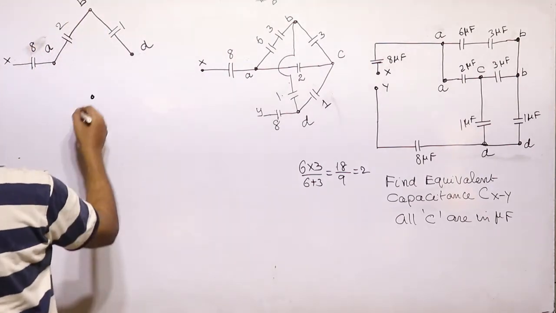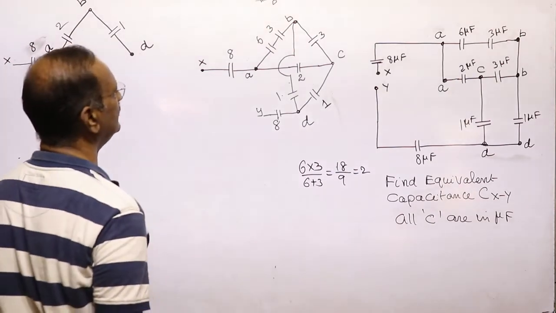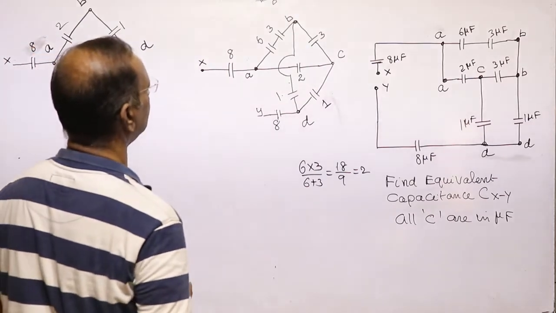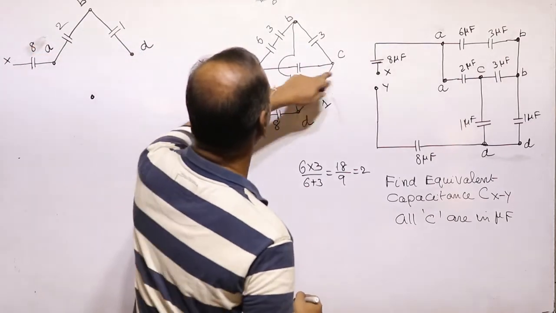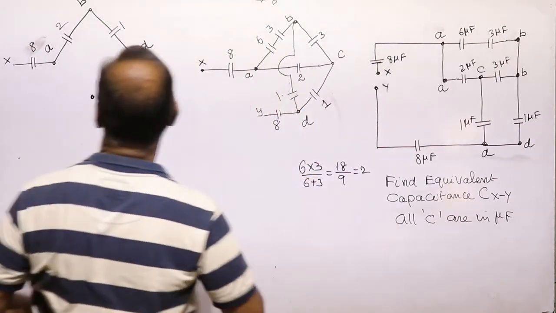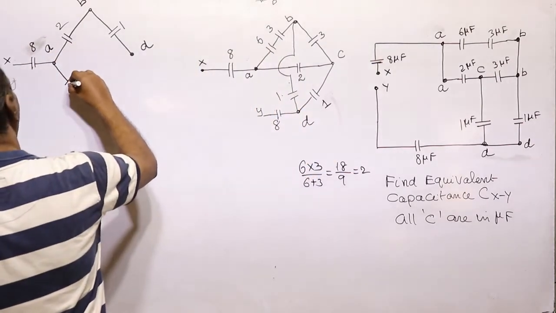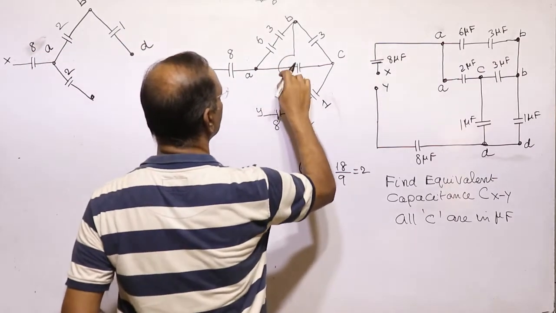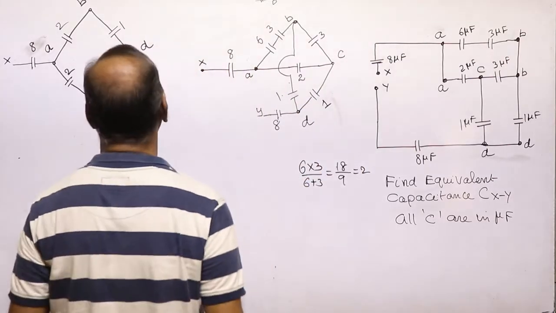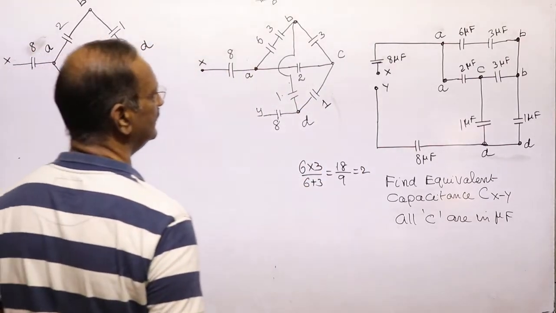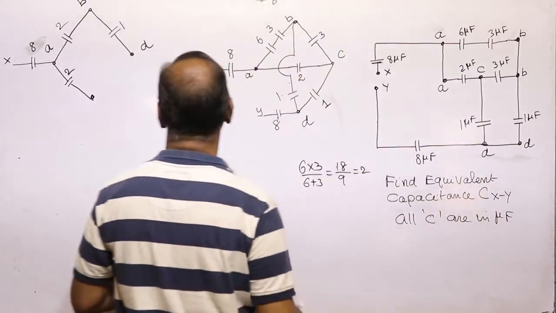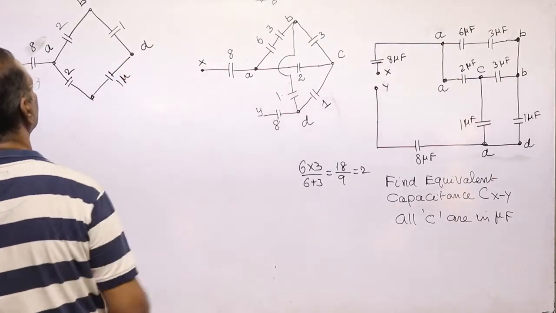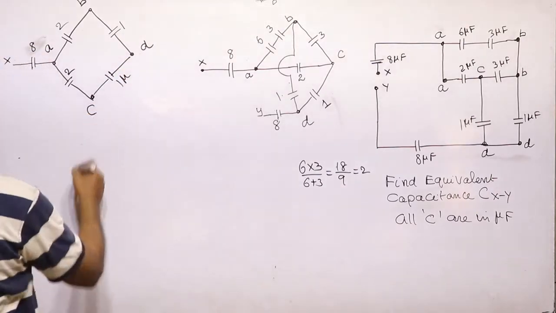So C we will keep it here. Is there anything between A and C? A and C, this is the point. There is a 2 microfarad. So we will write 2 microfarad because this wire is jumping. So this is a direct connection. A and C, 2 microfarad, and C and D, there is 1 microfarad. So we will connect it here, 1 microfarad. This is point C.